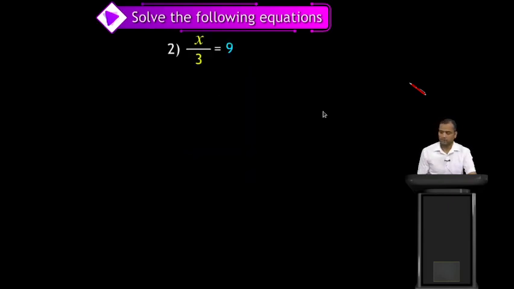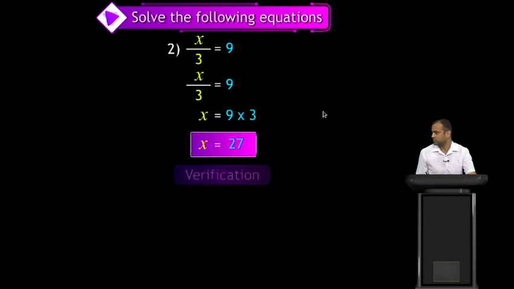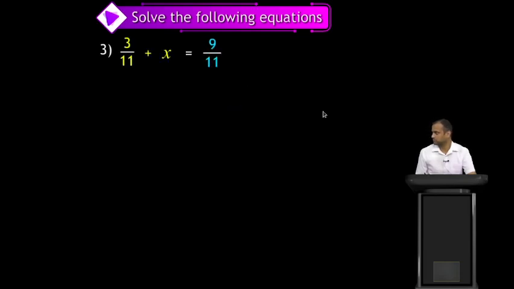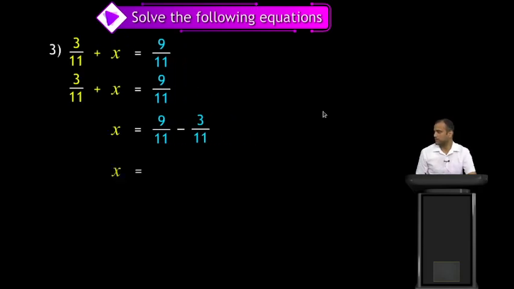Again, if we transpose 3 to the other side, it will be multiplied. So x equals 9 into 3, which is 27. Here you have to transpose 3 upon 11, so it will be negative. It can be written as x equals 9 upon 11 minus 3 upon 11, and the answer is 6 upon 11.